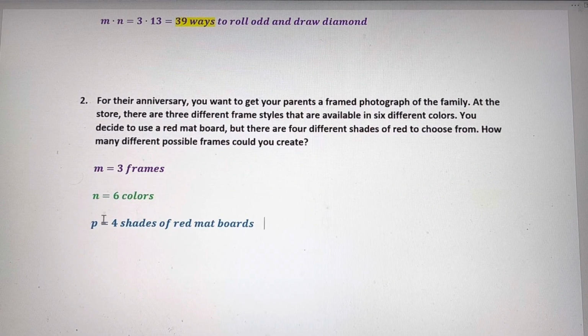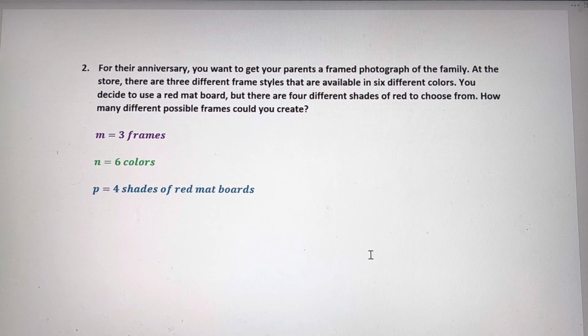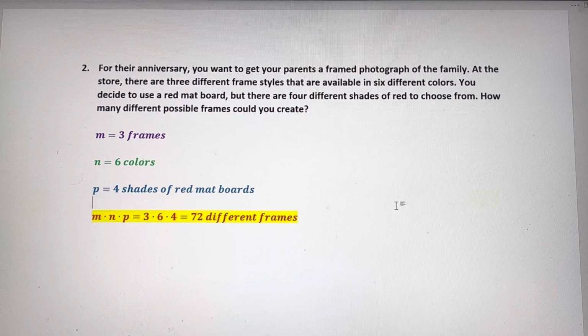So I used M, N, and P here. We don't use the letter O because it looks too much like 0, so I skipped O and went to P for my next variable. So the number of different possible frames you could have here with the mat is going to be 3 times 6 times 4, which is 72. So 72 different frames that you could buy.